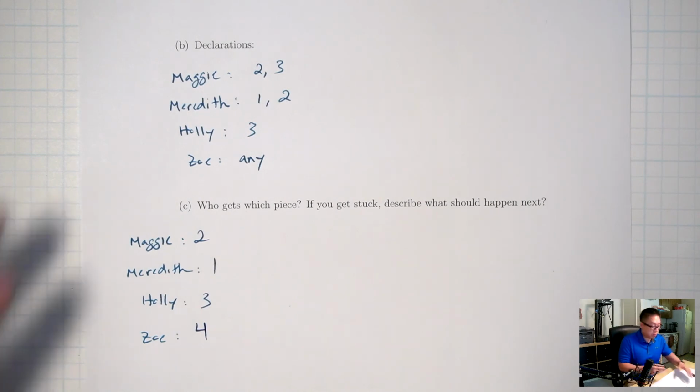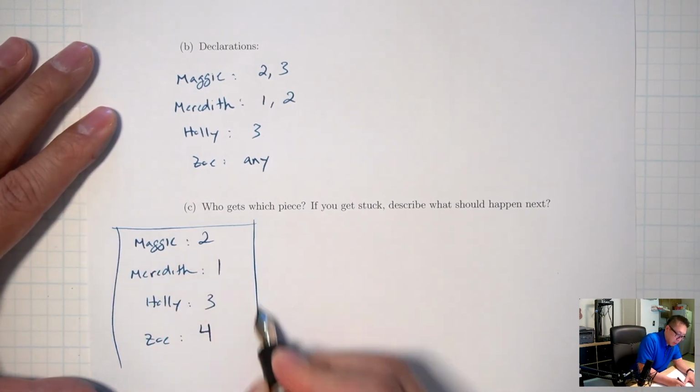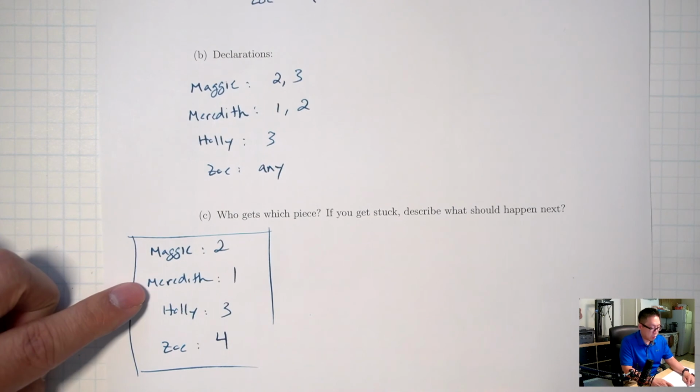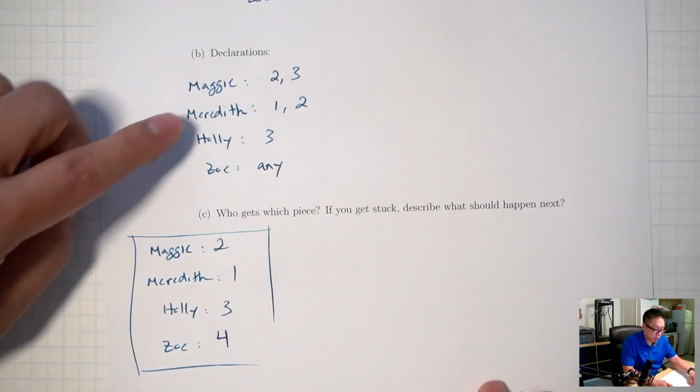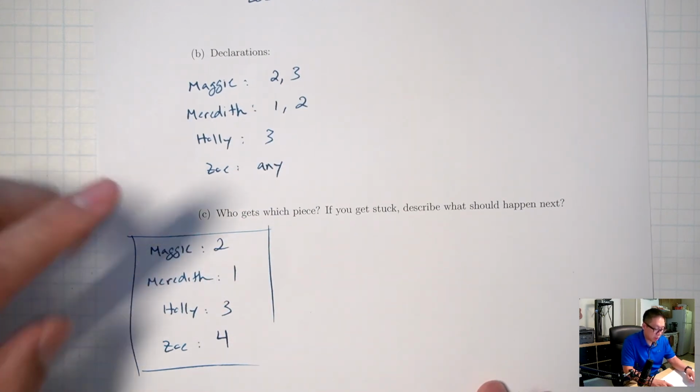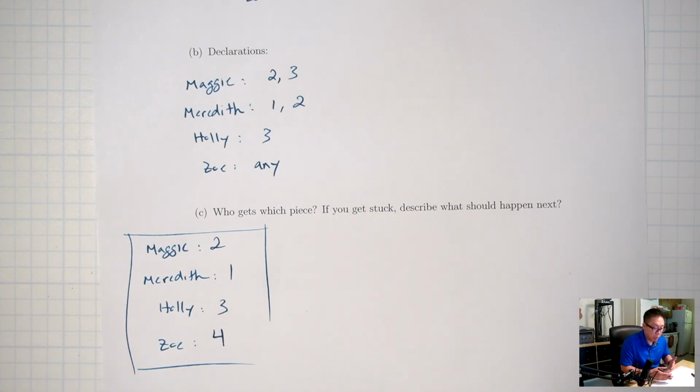So this one works. So we didn't get stuck here. We gave Maggie 2, which is on her list. We gave Meredith 1, which is on her list. We gave Holly 3, which is on her list, and we gave Zoe 4. She doesn't care about any of the pieces. She will take any of them. So everybody's happy.